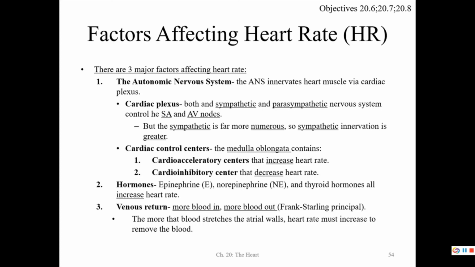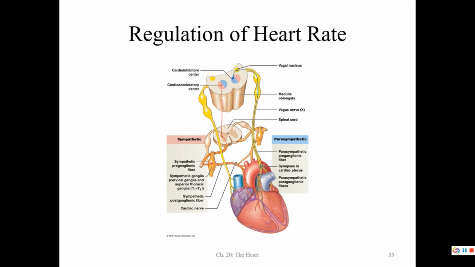Now, also, there will be venous return. Remember, if you have more blood in, there will be more blood out. The factor of blood stretching the atrial wall, the Bainbridge reflex, increases the heart rate to remove the blood. And you could see our cardiac inhibitory centers and acceleratory centers sending information out through the vagus and things like that, through the cardiac plexus of neurons to control the heartbeat and inotropy and all that.